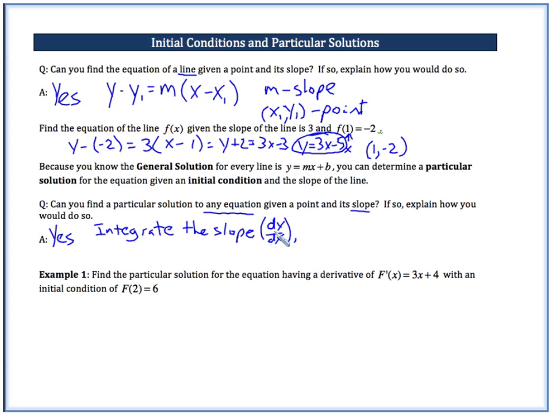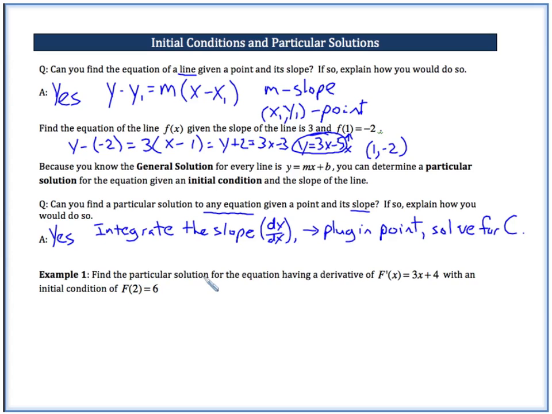Okay, so we're going to integrate the slope, and then we would plug in our point, and then solve for the constant of our general antiderivative. Okay, so here's an example of what we mean.